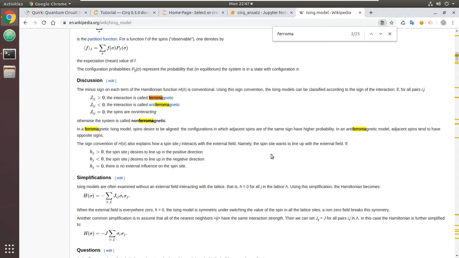In an antiferromagnetic model, adjacent spins tend to have opposite signs. The sign convention also explains how a spin interacts with an external field, namely the spin wants to line up with the external field. So if the H is positive, then it desires to line up in the positive direction. If it's negative, in the negative direction. Okay, that should give us some clue of what to expect.